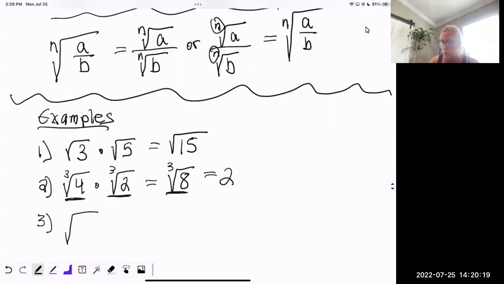Okay, here's one that's going to be together under a radical, times the square root of b over 3. Well, since it's a square root, I can put it together and I can multiply my numerators, 2b, and my denominators, 3a. I can't simplify it, so I'm done.